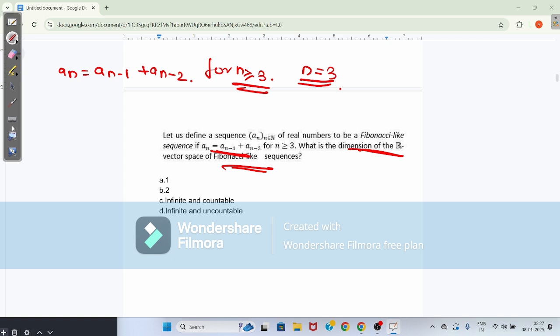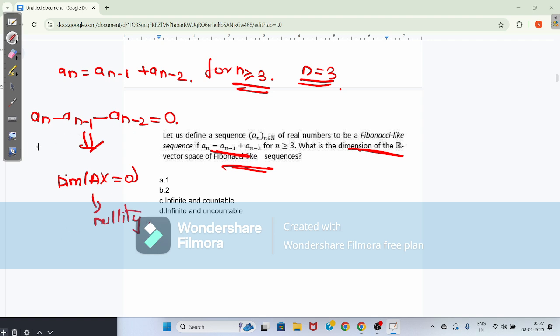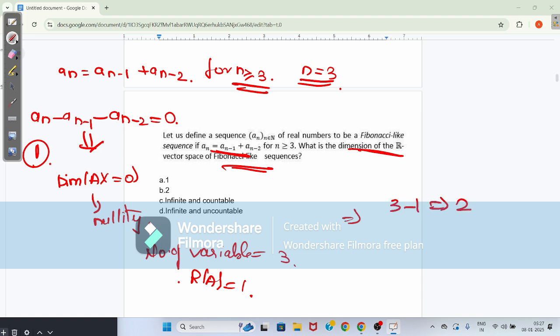When you take an minus 1 minus an minus 2 is equals to 0 here, this becomes the dimension of Ax equals to 0, which means this is the nullity. So how many conditions are given? There is one condition which has been given here. So what is the number of variables? It is 3, and the rank of A is 1 here. So how many values are there? 3 minus 1, that equals to 2 here.